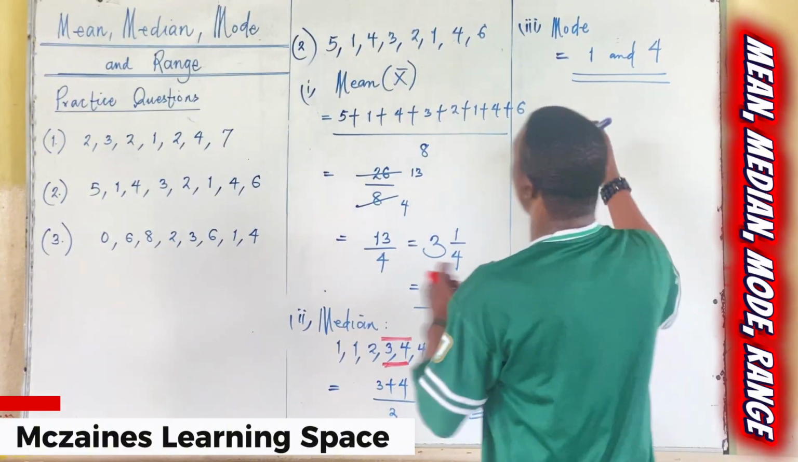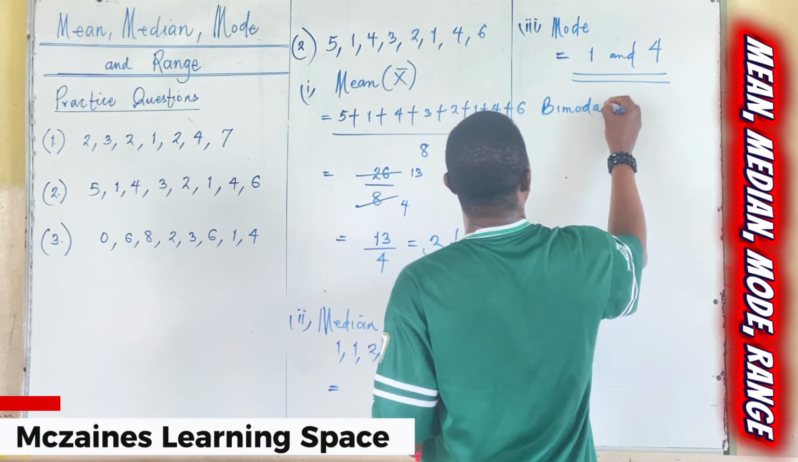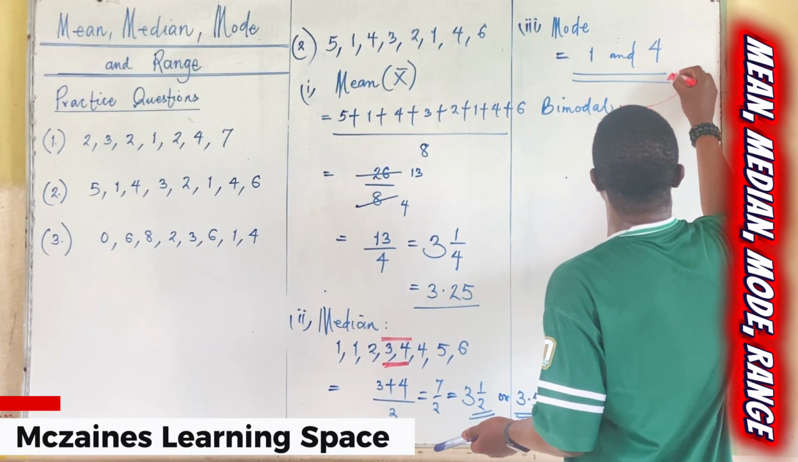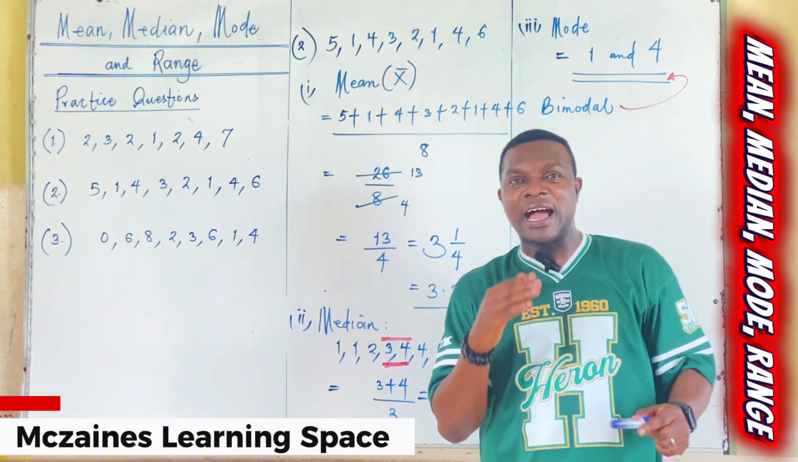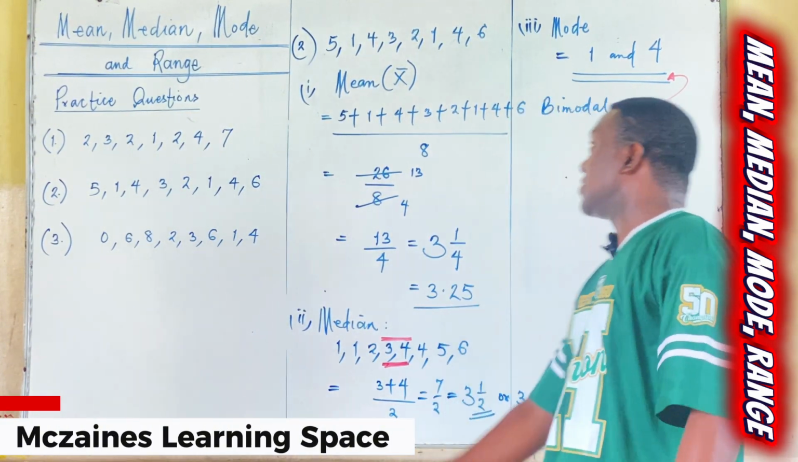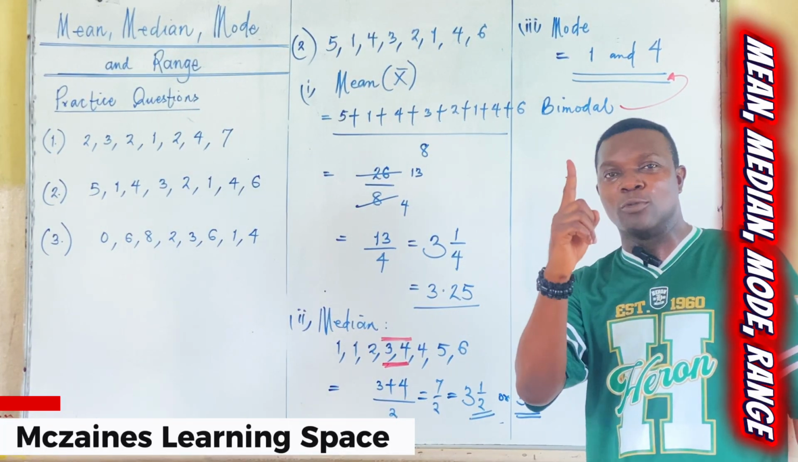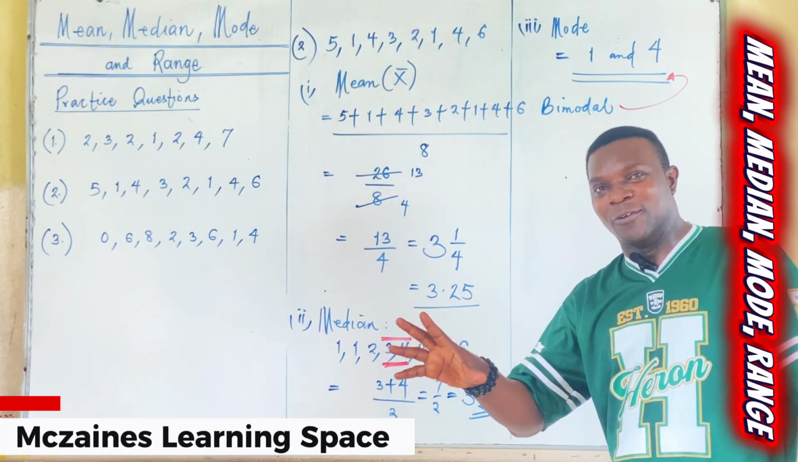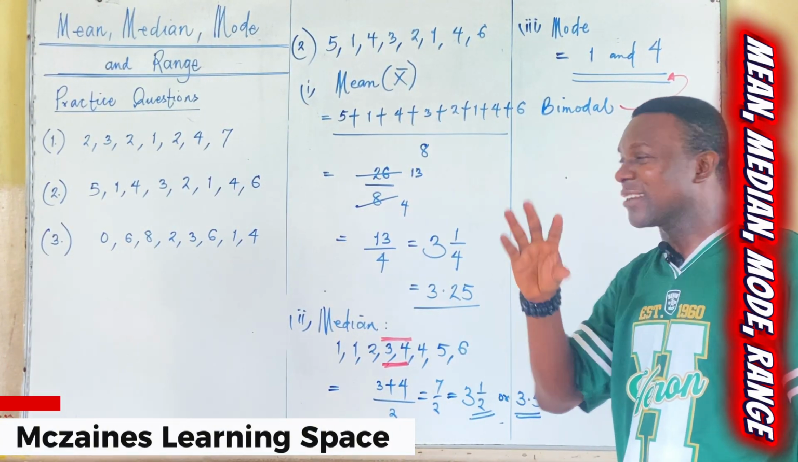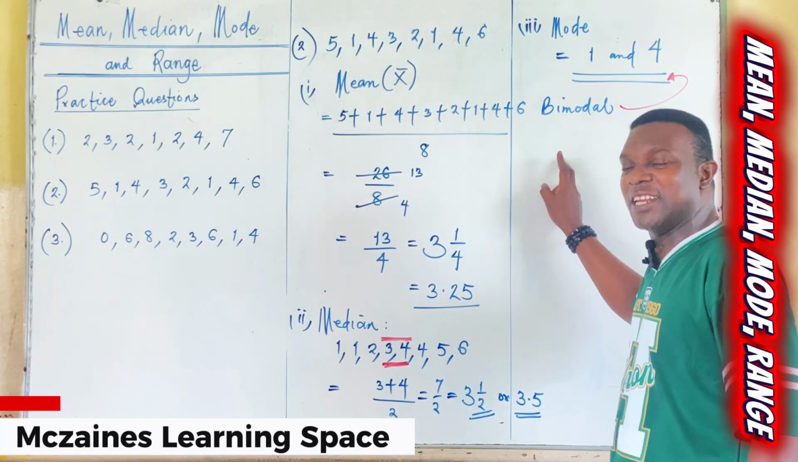So in this case, we call this set of numbers bimodal. Please take note. Whenever a set of numbers has two modes, we say that that set of numbers is a bimodal set of numbers. Bi means two. When a set of numbers has one mode, we say unimodal. Three modes, trimodal. So please take notes. It's possible to have two modes in a question.